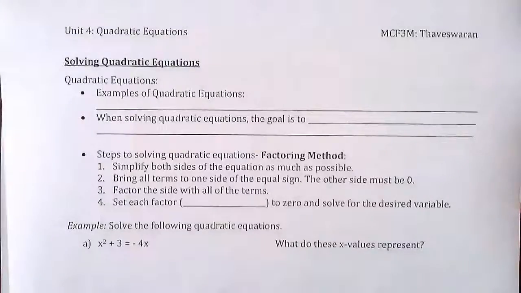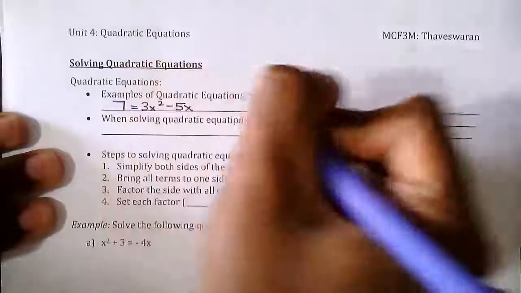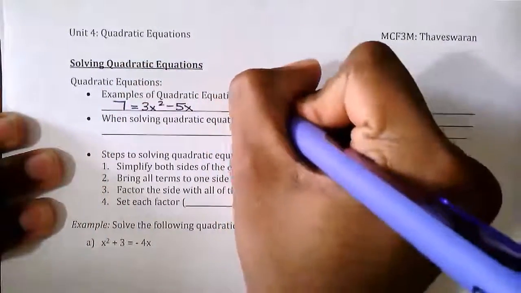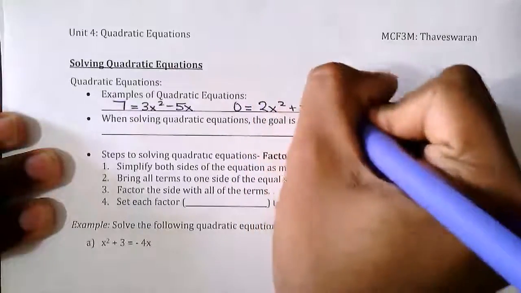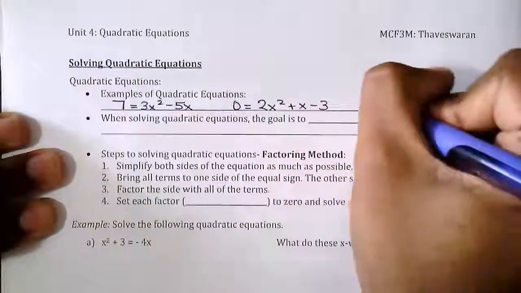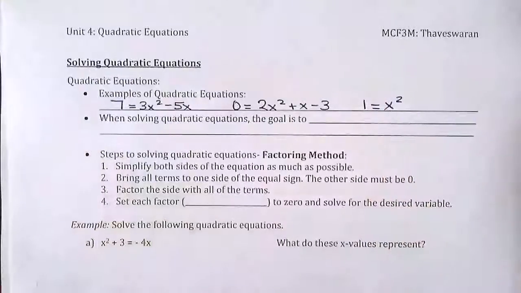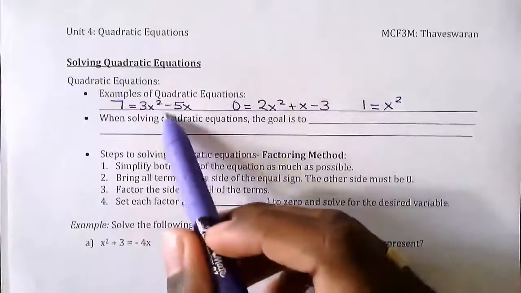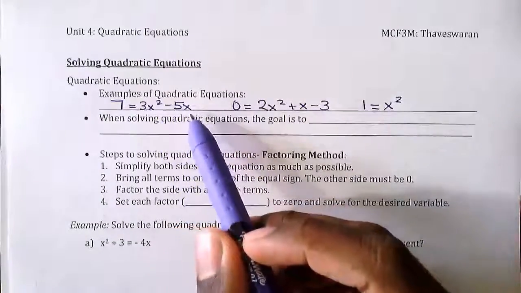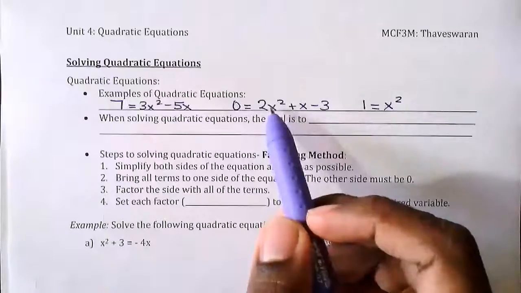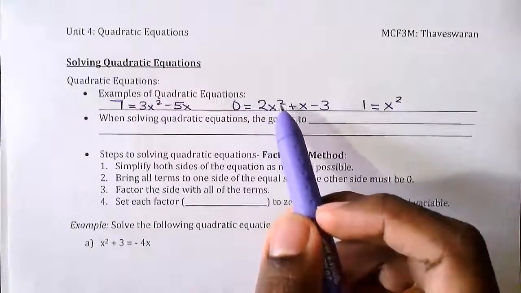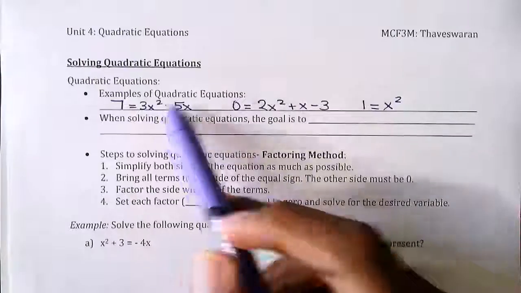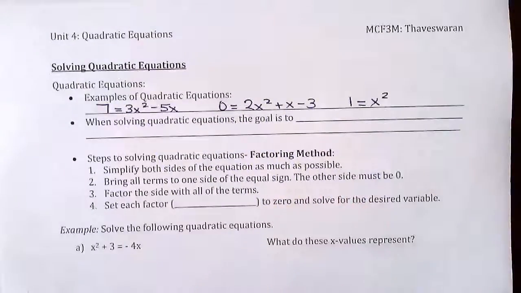So, solving quadratic equations. What are some examples of quadratic equations? We have 7 is equal to 3x squared minus 5x. Another example would be 0 is equal to 2x squared plus x minus 3. Another example, 1 is equal to x squared. Again, how do we know that these are quadratic equations? Well, simply because it's a single variable equation, and also because the highest degree that we see on that variable is 2. So the highest degree here is 2, here is 2, and here it's 2 as well.